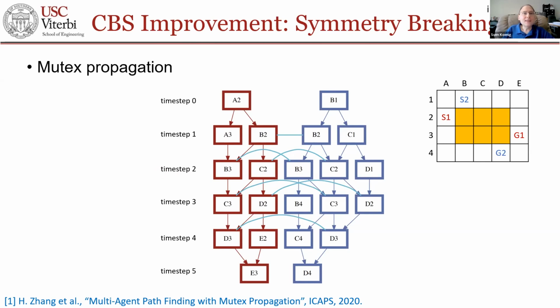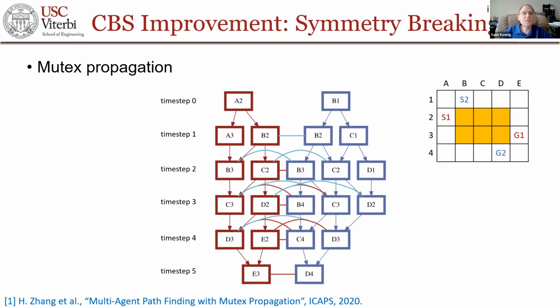Well, if the red agent is in cell C2 at time step 2, it must have been at cell B2 at time step 1. Similarly, if the blue agent is at cell B3 at time step 2, it must have been at cell B2 at time step 1. But we know that this cannot happen simultaneously because there is already this mutex constraint between them, and therefore these two things can't happen simultaneously either. So that gives us now all of these red arcs that I'm showing here.